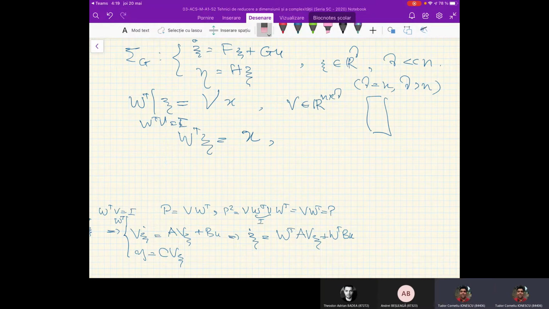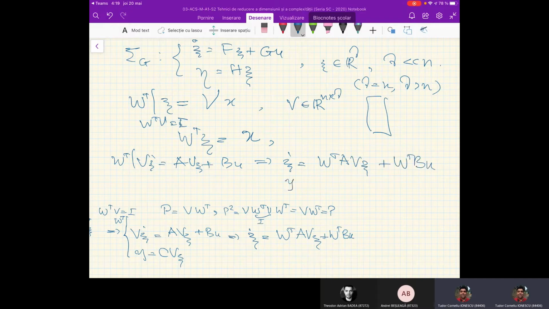Okay, we know that I've shown you 100 times. Yeah, V psi dot is A V psi plus BU. This is the original system, and then you multiply this by W transposed, and then you get psi dot is W transposed AV psi plus W transposed BU, and Y. Well, this is not actually Y. This is CV psi. Well, it's sort of a Y, but it's not necessarily the same. Okay, all right. And this is your new system.